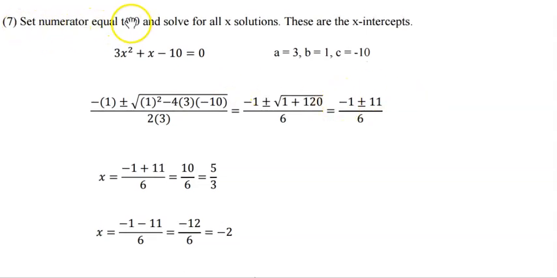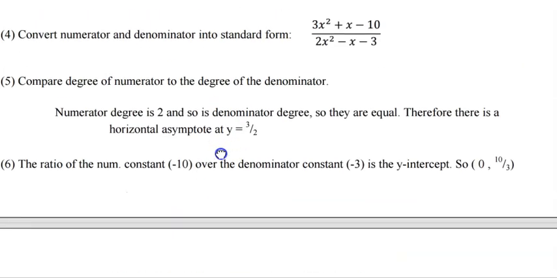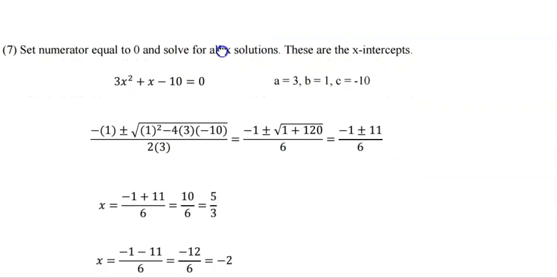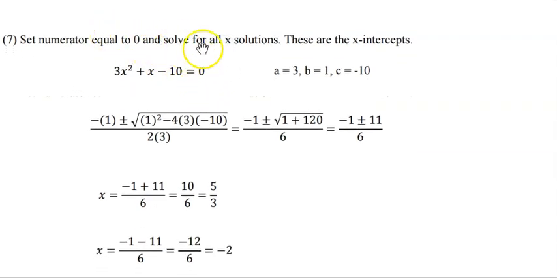Set the numerator equal to 0. So we're going to take this 3x squared plus x minus 10. Now we're going to set it equal to 0 and solve for all x solutions. These are the x-intercepts. Now believe it or not, this is factorable, but it's a challenging factoring process, so I'm going to go ahead and use the quadratic formula instead. A is 3, B is 1, and C is negative 10.